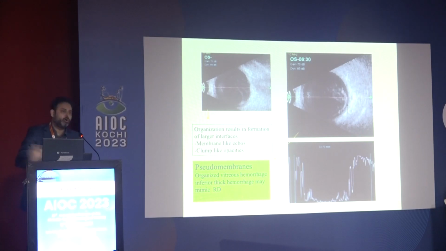I'm going to just talk about dots and lines inferiorly, which pretty much tells you it's been there for some time, and it started to form what is on ultrasound called a pseudomembrane, because there is no membrane. It's just appearing like a membrane because that's how the blood started to dehemoglobinize and the body is trying to get it out, as you can see here.